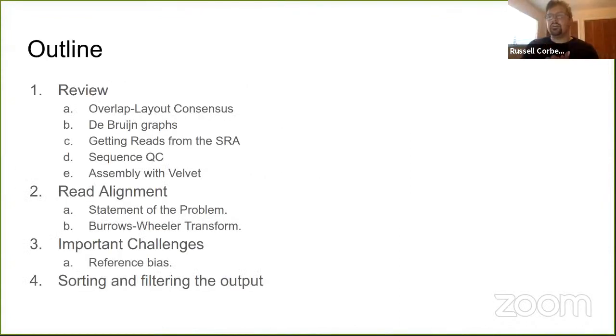Quick outline, there'll be some review. I'll quickly go through some of the major things we mentioned to remind you how they work and why they're important for understanding genomes in the first place. We'll talk about read alignment, stating formally what the problem is. I won't do a full explanation of the Burrows-Wheeler Transform today. We'll do the short version of it.